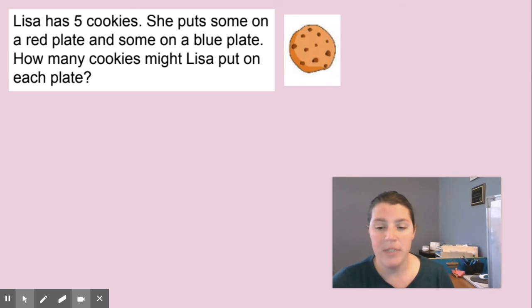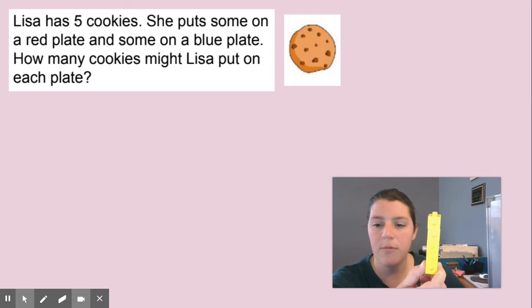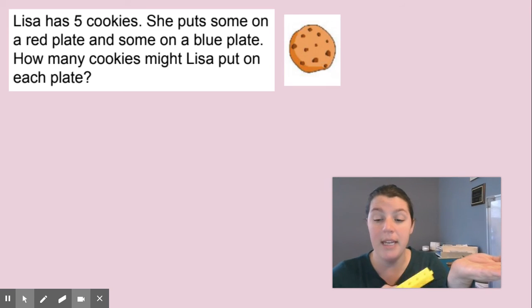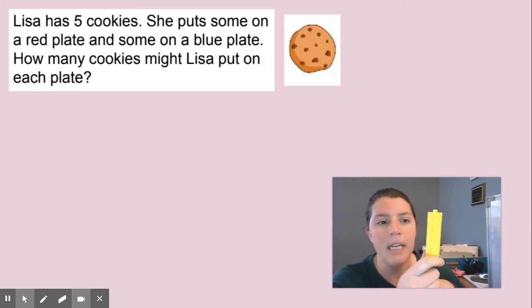So what do we need to represent in this problem? That's right, we're going to represent cookies. How many cookies does Lisa have? She has 5. Okay, so what are we going to do with these? Where is she putting the cookies? Oh, she's going to put some on the red plate and she's going to put some on the blue plate. Well, how many could go on each plate?